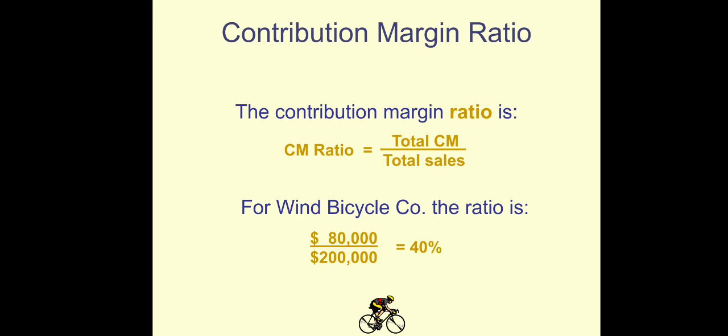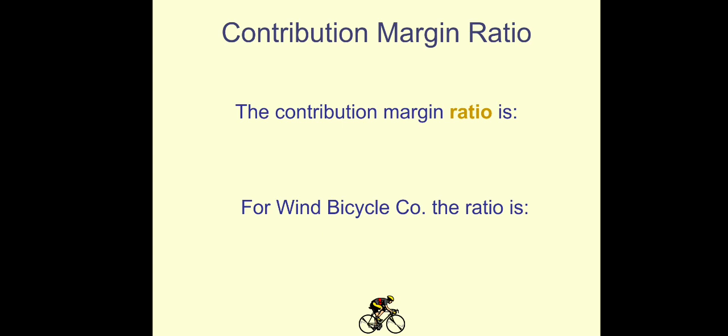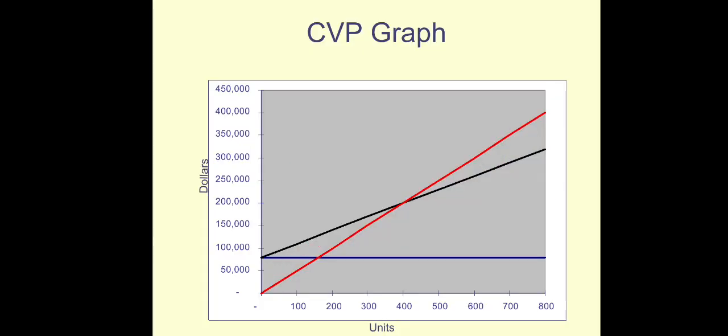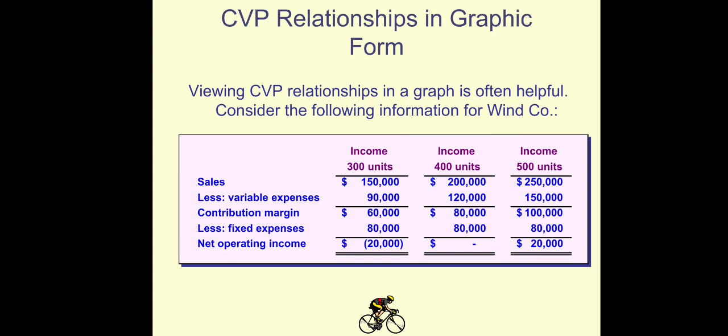So how do we get the $80,000 and $200,000? You can see the previous slide. In column number 3, the contribution margin is $80,000 and the total sales is $200,000. So the contribution margin ratio is 40%. If you use data from another scenario, you will get the same answer. The CM ratio is equal to 40%.